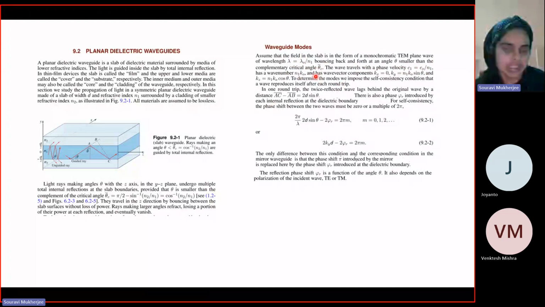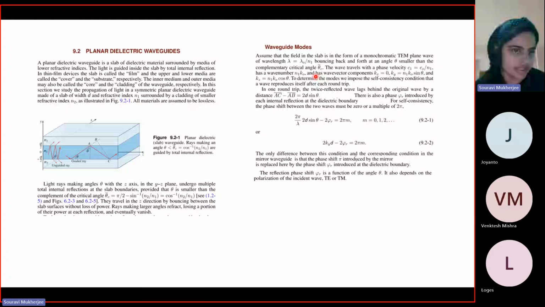Okay. So now we'll apply the same self consistency condition. That has to be always satisfied for the wave to propagate along the waveguide, right? So that means this is telling us that AC and AB, the phase difference between these, if you consider geometrically, we know that the phase difference is 2d sine theta. As the wave propagates, it acquires a phase shift because of the propagation. That is given as 2 pi by lambda into 2d sine theta.